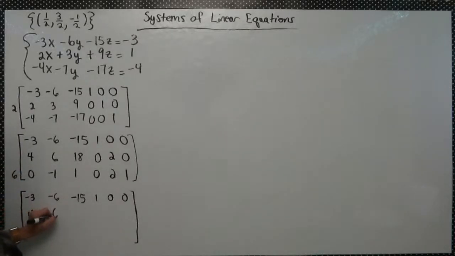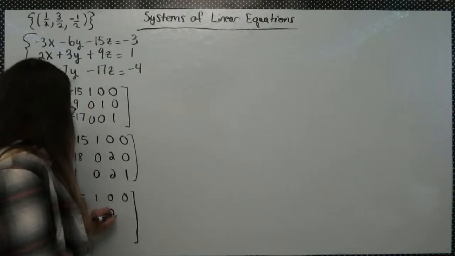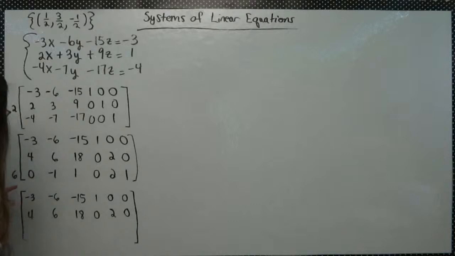4, 6, 18, 0, 2, 0. I think that the hardest part for me for solving these is just being careful. I am so clumsy and capable of making a mistake at any turn.